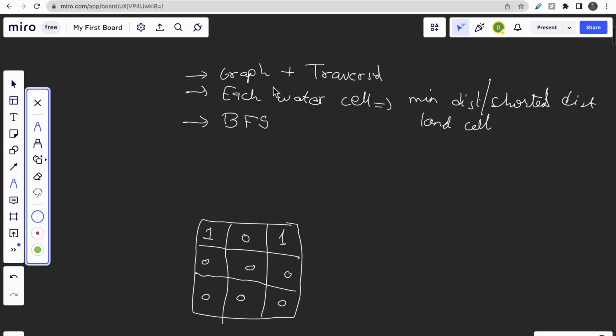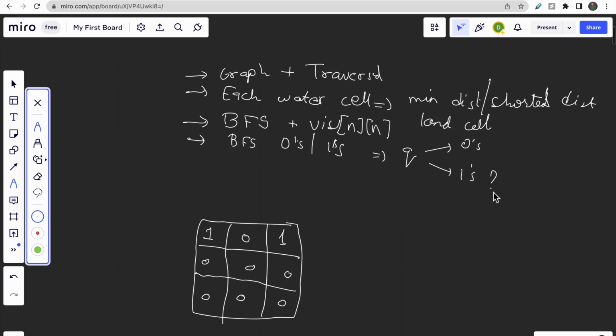Up till here, everything is so far so good. Since we are doing BFS, we will keep a visited array of size n cross n, to make sure whether a cell is visited or not. Now the question is whether to do BFS starting with zeros or starting with ones. Initially you need to fill something in the BFS queue, so will you fill all the zeros or all the ones? That's the question.